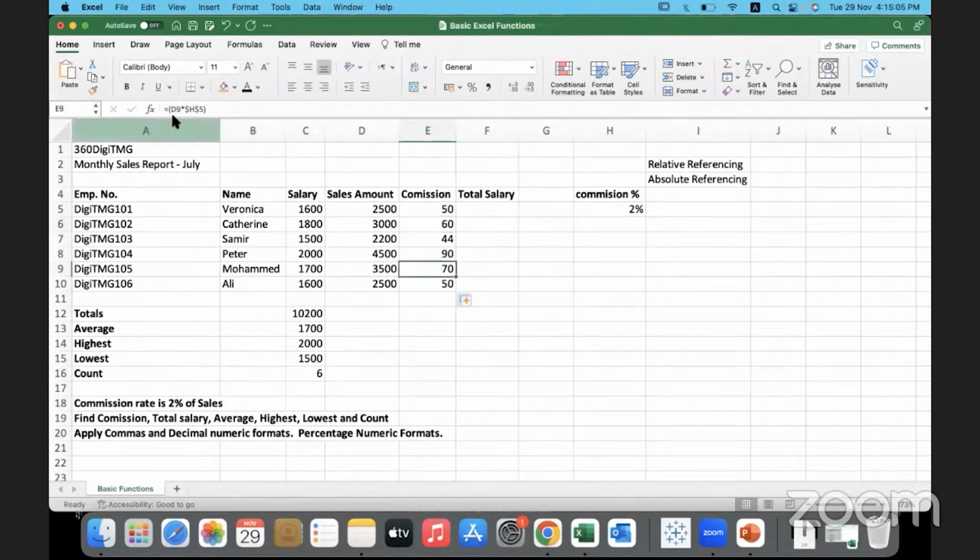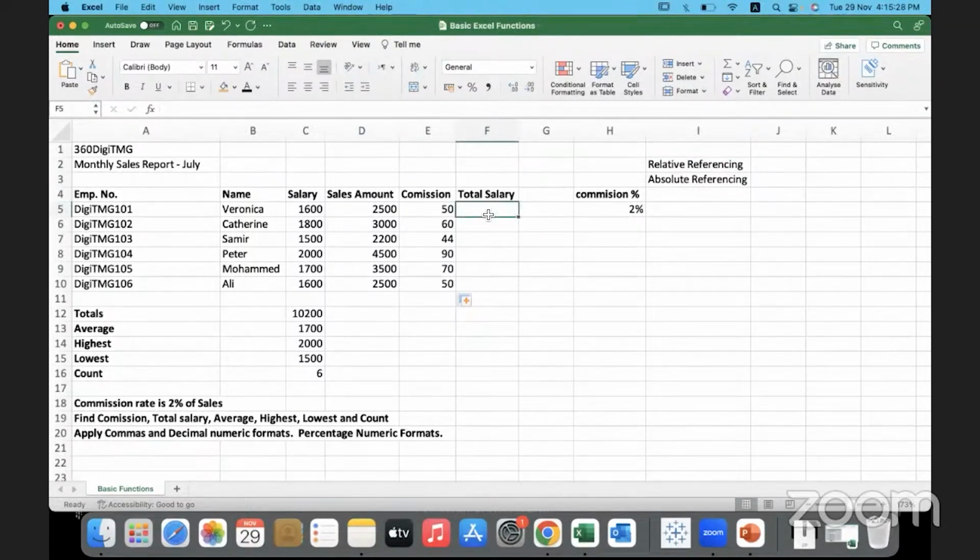If I come here, D9. The sales amount is relative referencing, so that is changing, whereas the commission rate has been fixed as absolute referencing. So that's the difference between relative and absolute referencing, which is a very, very important concept in Excel.